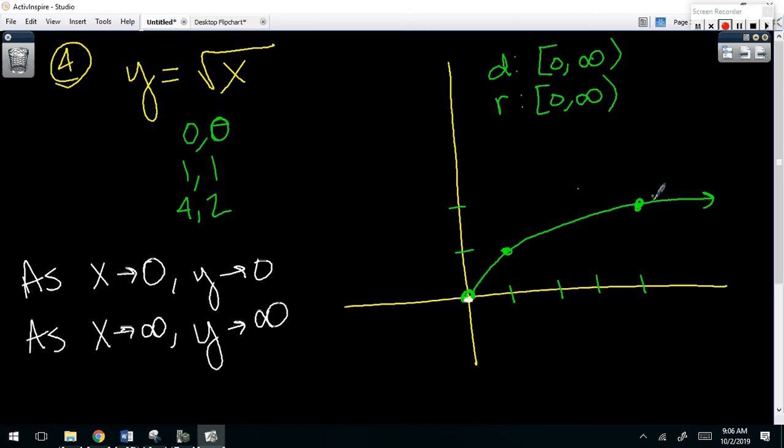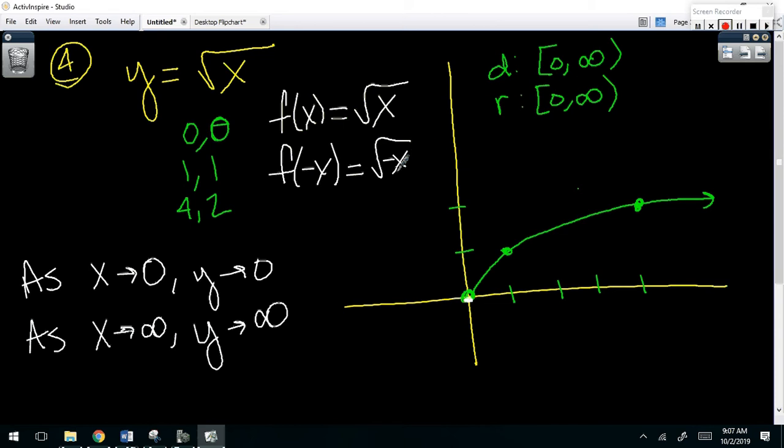Let's see. Does this one show any type of symmetry? No symmetry. If you make x negative, so you were right the first time. Go with your gut. If f of x is the square root of x, if I do negative x, this is an imaginary number, and I'm not graphing imaginaries, but regardless, there's no relationship there, so there is no symmetry. You can also look at the graph here and tell if you turned it upside down, it wouldn't look the same. If you reflected it over y again, it wouldn't be the same.